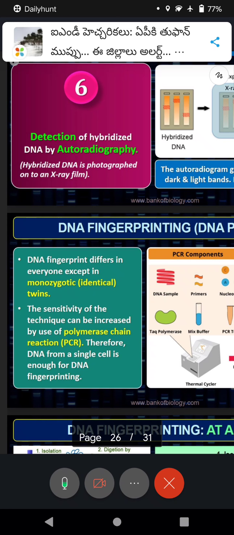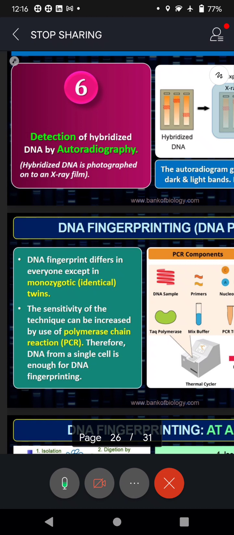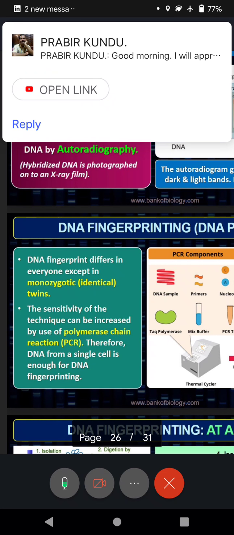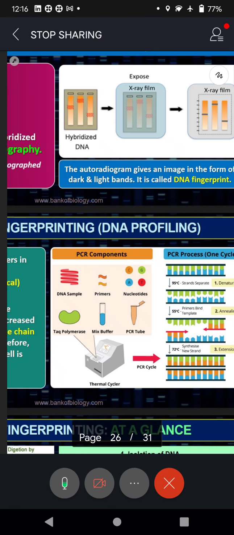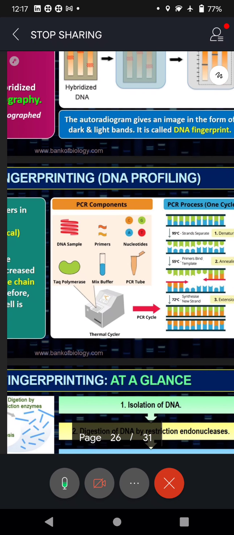Look at that. So DNA fingerprint differs in everyone except in identical twins. The sensitivity of the technique can be increased by use of PCR, polymerase chain reaction. Therefore, DNA from a single cell is enough for DNA fingerprinting. Now look at the pattern: since it is a small fraction, if clarity is not there, then we go for the repetition of those DNA sequences. This is called PCR, polymerase chain reaction, so that we can compare the PCR products from the suspected person to this. That is the method.